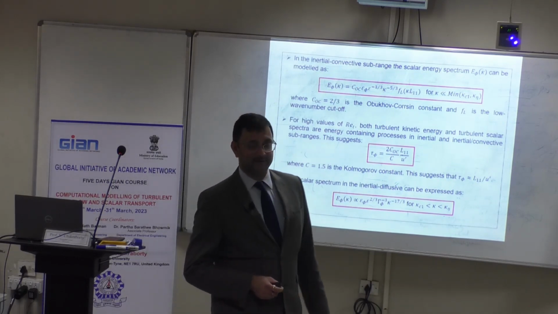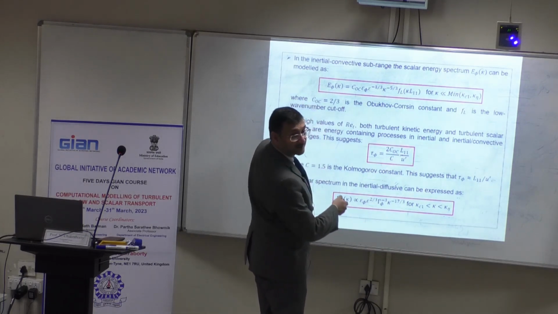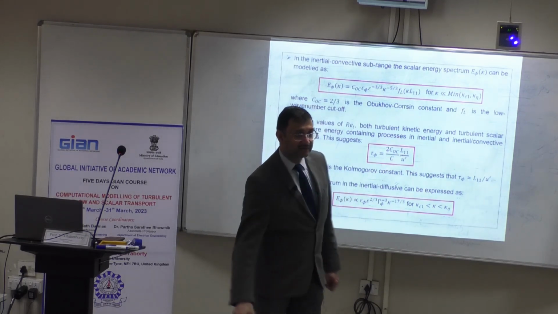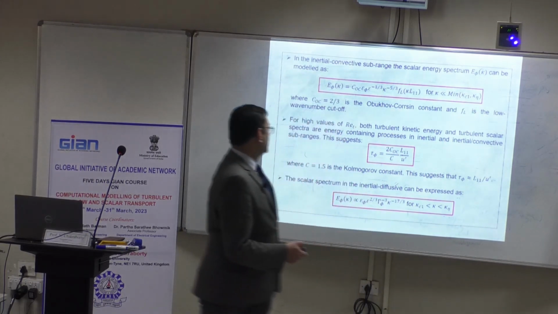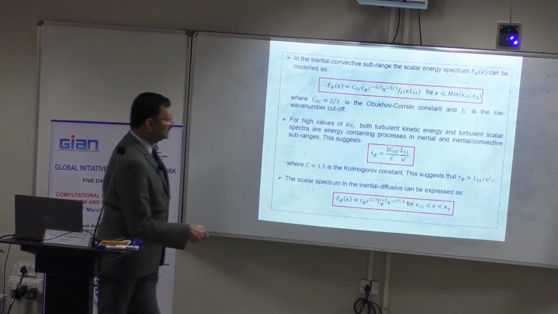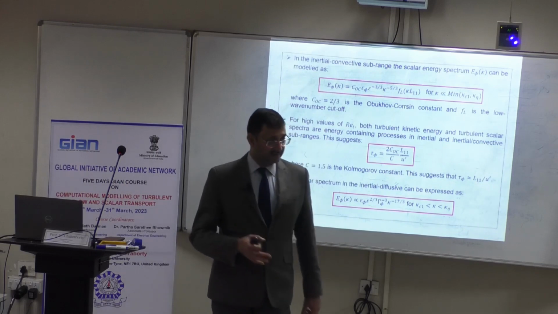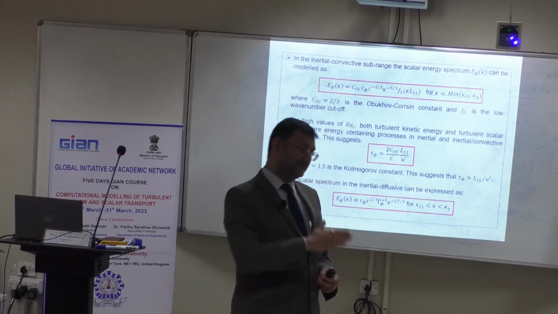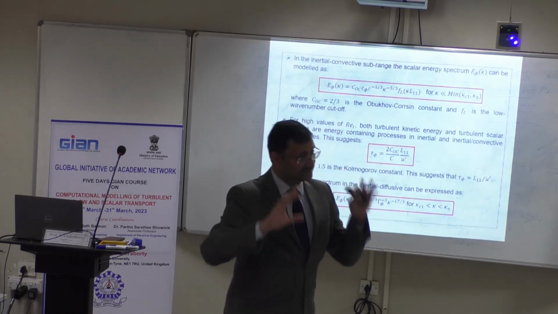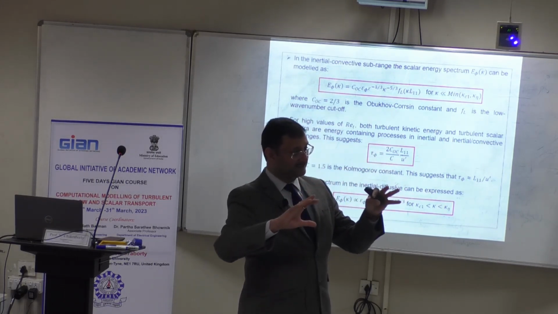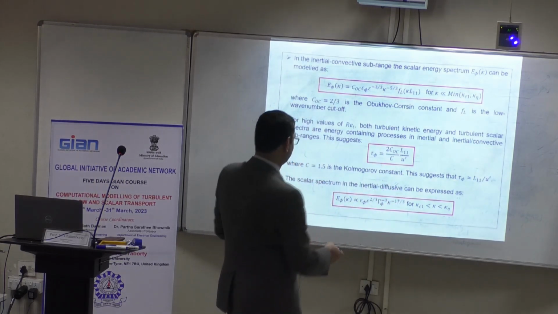That means 1.33, and this one is 1.5. So you can understand this is the order of unity, right? Inertial diffusive range. That means, once again, the inertial diffusive range is valid for Schmidt number less than 1. So, fluid flow is still turbulent within the inertial range, but now the diffusion roll-off has started.